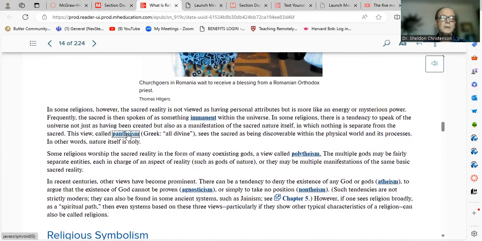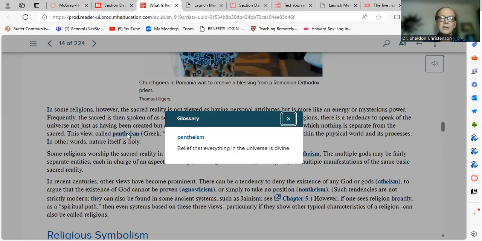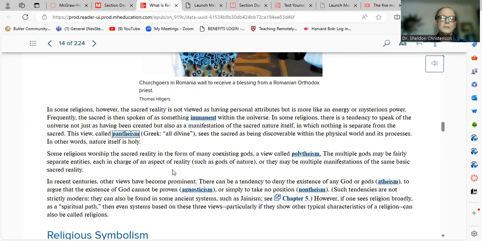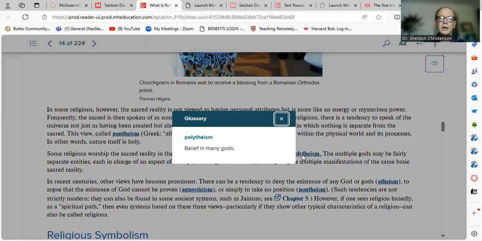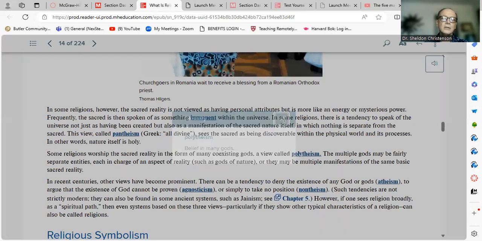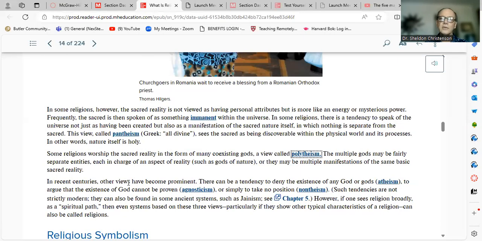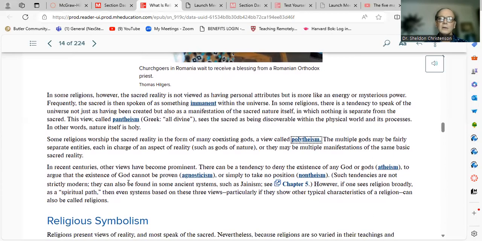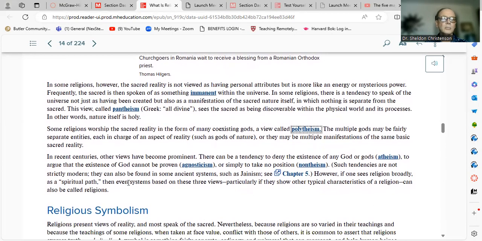Pantheism is a belief that everything in the universe is divine, that there's spirit in everything. Polytheism is a belief in many gods, usually set up in a family structure. If you look at the Roman, the Greek, the Norse gods, and the Egyptian gods, usually some kind of family structure that mimics the human family.